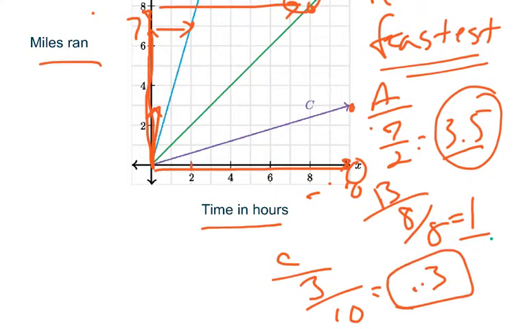So who is running the fastest? That would be A. And since we're doing this, it would be miles per hour. So this person runs 3 miles per hour, this person runs 1 mile per hour, and this person runs 0.3 miles per hour, which is pretty much a very slow walk. Even 1 mile per hour is a pretty slow walk.